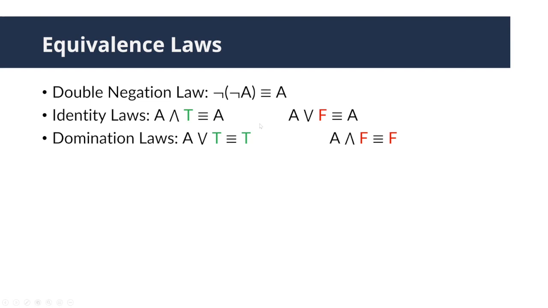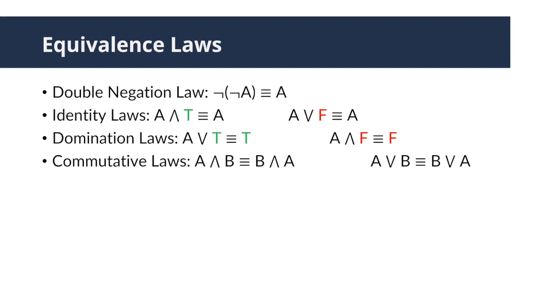The third group is called domination laws. A or true is equivalent to true. According to the truth table of OR, as long as one of the two disjuncts is true, the truth value of this OR connective is always true. And similarly, A and false is equivalent to false. Again, according to the truth table of AND, as long as one of the two conjuncts is false, the whole proposition is always false.